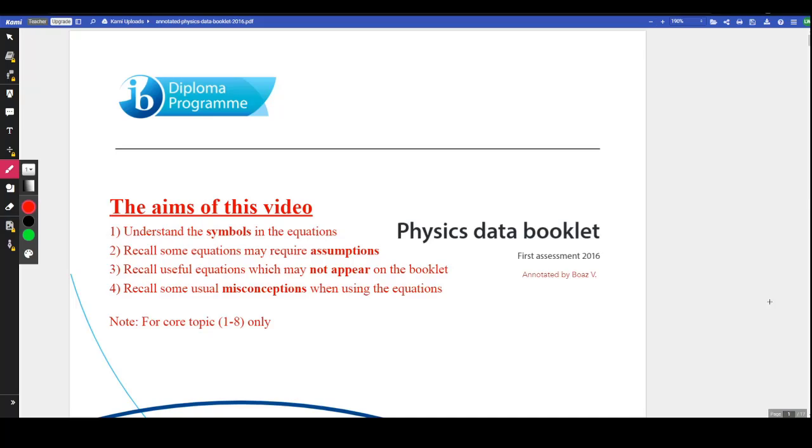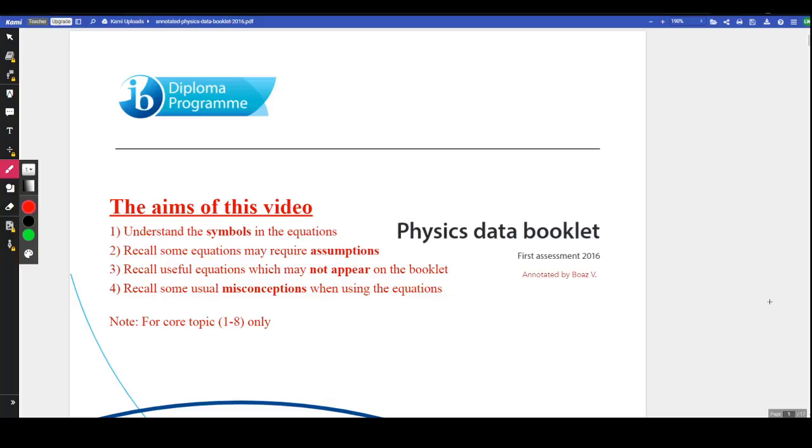Hi, the IB Physics exam is approaching, and we all know that the data booklet is very useful during the exam. However, in the past I found that some of my students didn't utilize the data booklet and didn't prepare themselves to use it properly in the exam. So in this video, I'll aim to do 4 things.